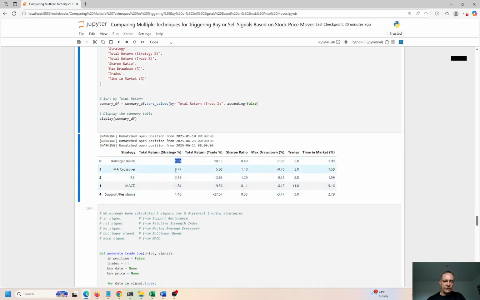Okay, in this case, total return, the best was the MACD. The worst was the moving average crossover was the best. MACD had the worst total return. Total return percent was actually Bollinger Band. The worst was MACD. Oh no, the worst was support resistance. Okay. Sharpe ratio, the best Sharpe is MA crossover. The worst is MACD. For maximum drawdown, the worst is MACD.